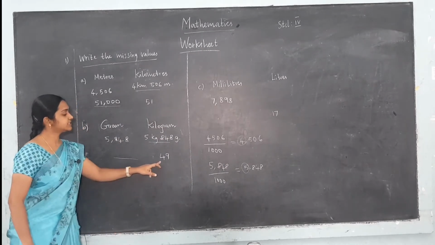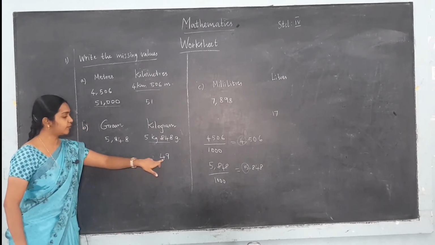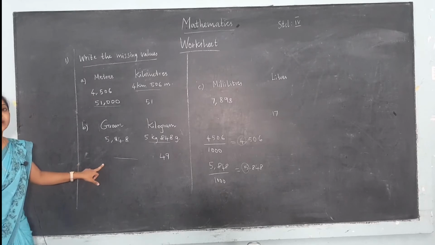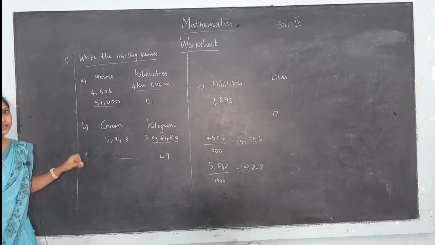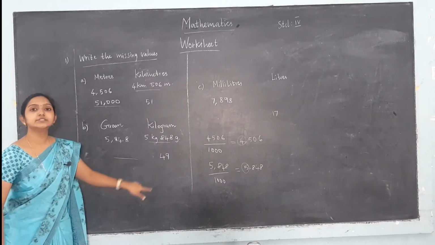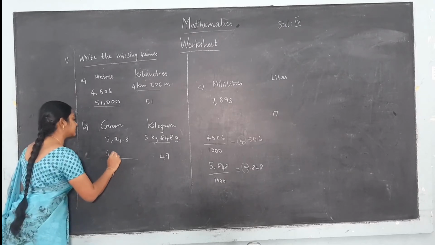Next 49 kilogram. We have to convert 49 kilogram into gram. So we have to multiply that by 1000. 49 into 1000 is 49,000.